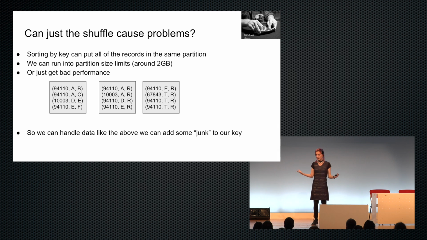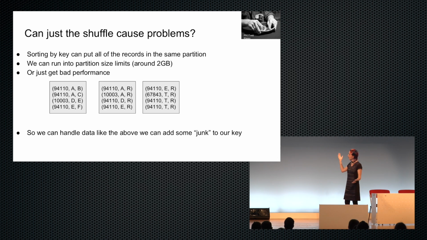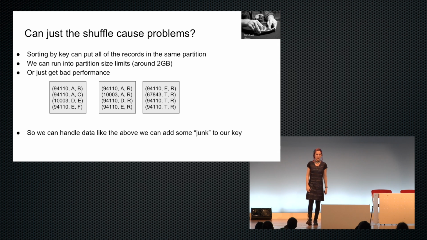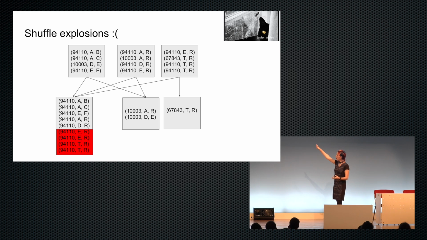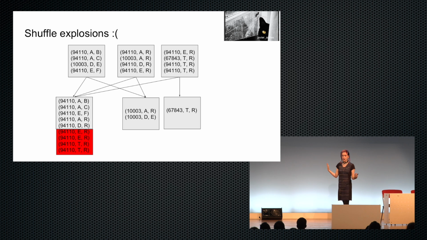Well, we can get explosions with key skew without having to use group by key, right? Just shuffling our data can cause the problem. So if we return to our handlebar mustache example, and we just want to sort this data, this can be pretty bad, right? While our records are still individually quite small, Spark isn't able to do the split intelligently because the key is the same.